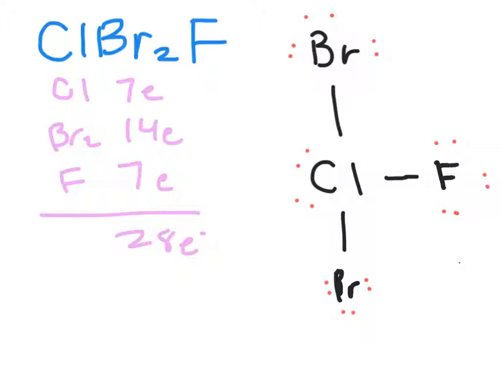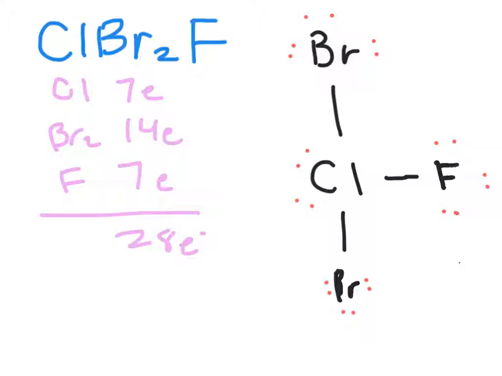Hello, and today we will be going over the valence bond theory for ClBr2F. First, we can start off by creating a Lewis dot diagram for the compound. Cl has 7 electrons, Br2 has 14 electrons, and F has 7 electrons, combined to create a total of 28 electrons. Knowing this, we can now construct the Lewis dot diagram.